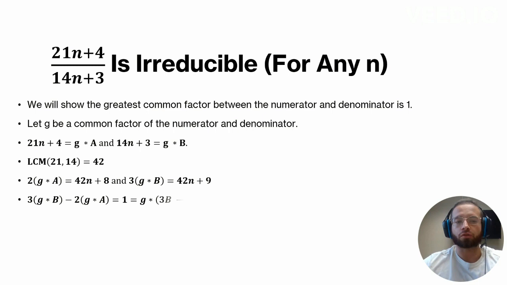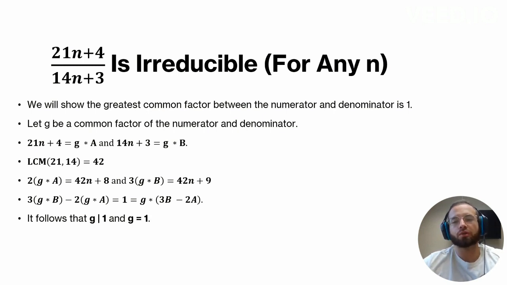Okay. So 3 times g times b minus 2 times g times a is the number 1. So indeed, we see here that 1 is equal to g times (3b minus 2a). It follows that g is a divisor of the number 1. And that means that g is indeed 1. So g divides 1 and g is equal to 1.